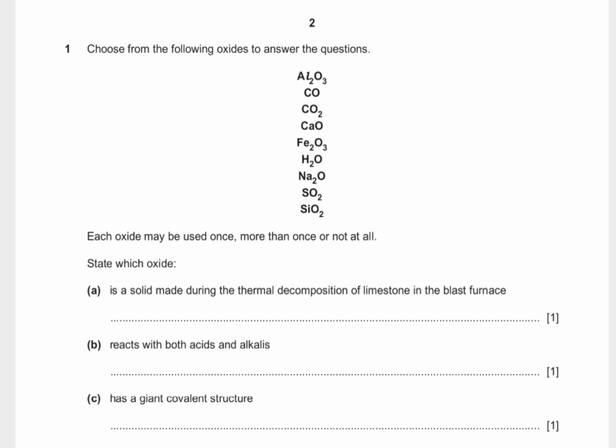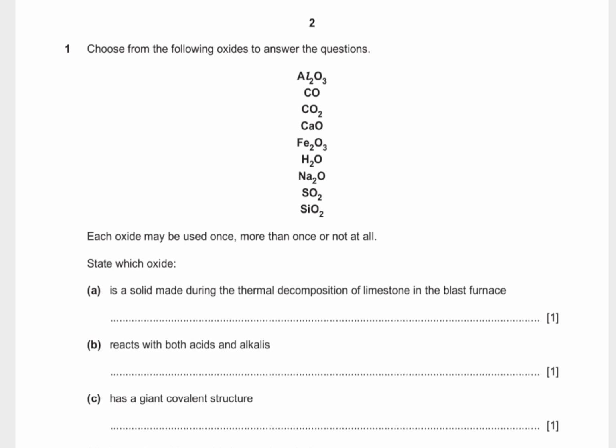React with both acid and alkalis. The thing which can react with both acid and alkali, they are considered as amphoteric. The only one thing amphoteric here is aluminum oxide. So the first option is correct here. Al2O3 has a giant covalent structure. There is only one here who has giant covalent structure.